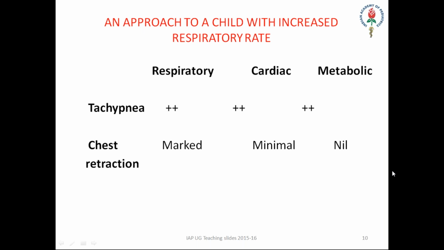So approach to a child with increased respiratory rate. Coming to the respiratory, cardiac and metabolic causes, tachypnea you can see in all of them. If it is a respiratory cause or cardiac cause or metabolic cause, tachypnea is common, but retractions are seen in respiratory. Most commonly, marked retractions are seen in respiratory causes and minimal retractions in cardiac and metabolic. Already we have discussed metabolic acidotic type of breathing, retractions will be absent.